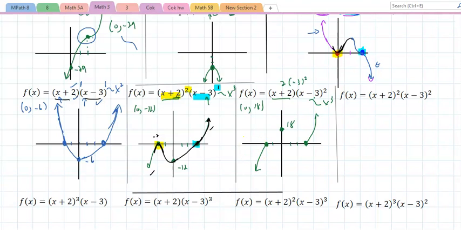Now comes left to right. This is 0 right there. But do you see now the power changed to 1? That's called multiplicity of 1. That means this is going to behave around the 0 like y equal x. Y equal x is a straight line. So a straight line right there.